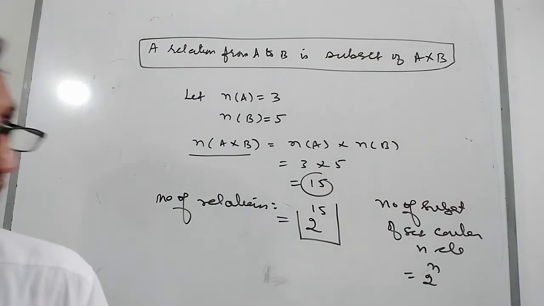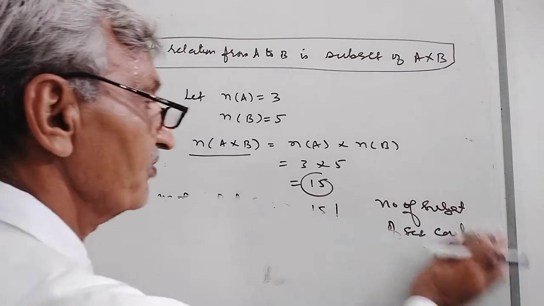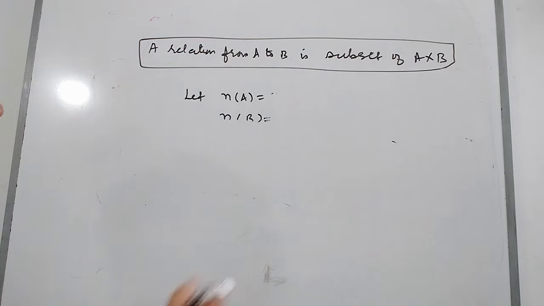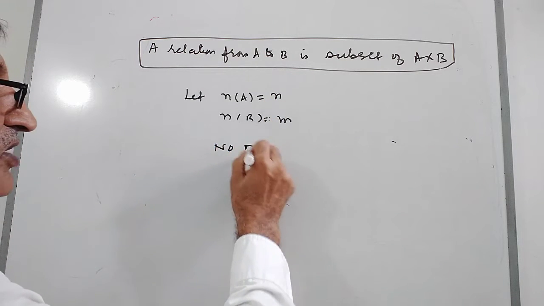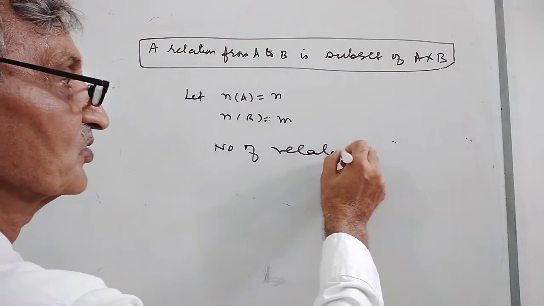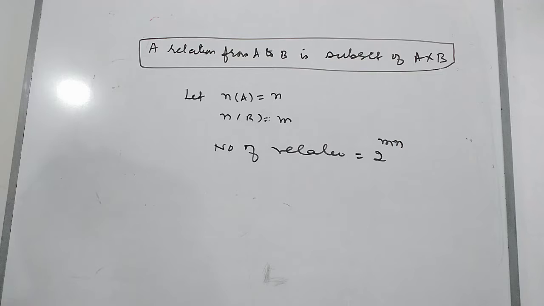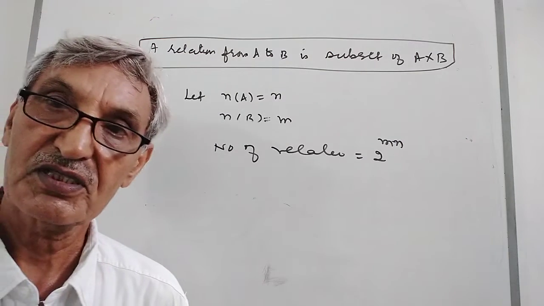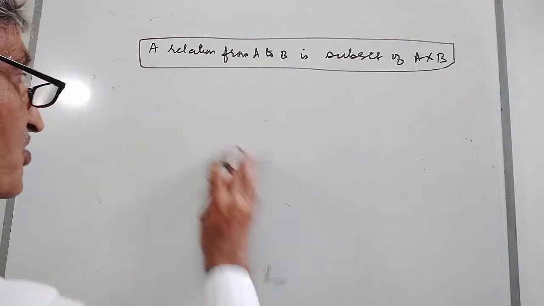So in general, suppose the number of elements in A is n and in B is m, the number of relations possible will be 2 raised to power m into n. This is the first point. Now I am going to do the types of relations.